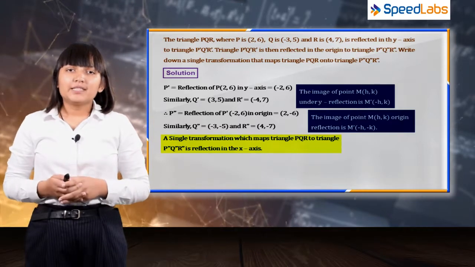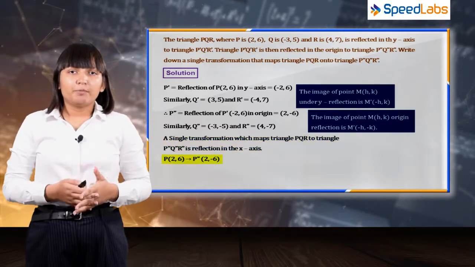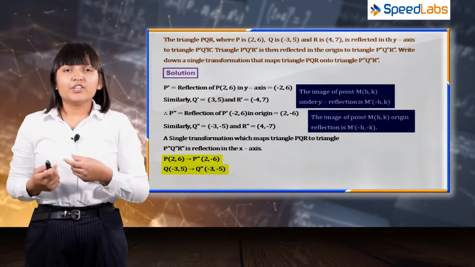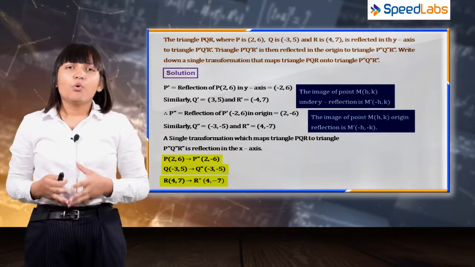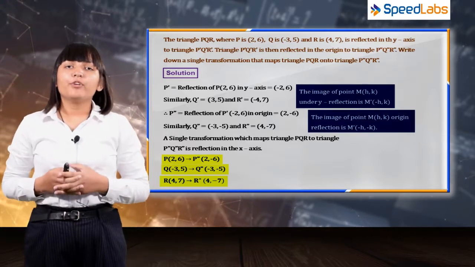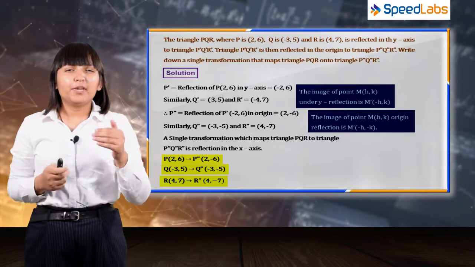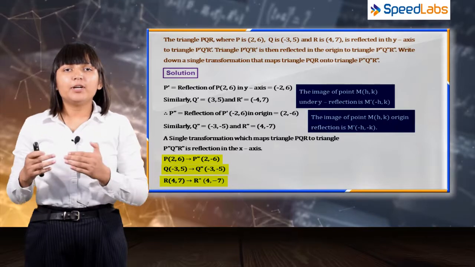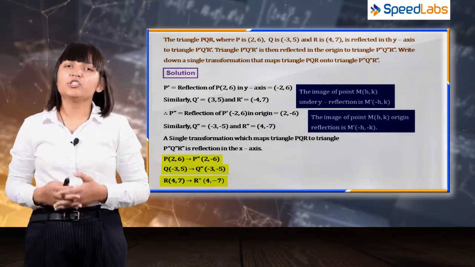So we can see in the coordinates of point P and the coordinates of point P dash, and Q, Q dash and R, R dash, that only the y coordinate has changed its sign. So we can say that if we reflect P, Q and R in the x-axis, then we can obtain P double dash, Q double dash and R double dash directly.